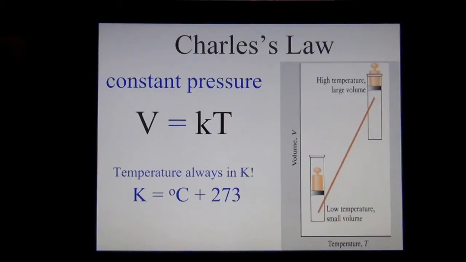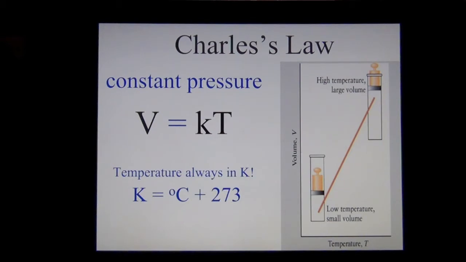Charles's law depicts the relationship between the volume and the temperature of a gas. And what we see from the graph on the right hand side is that there is a direct relationship between the volume and temperature of a gas. Now this is assuming that we keep pressure constant.